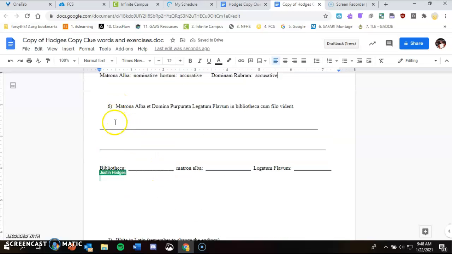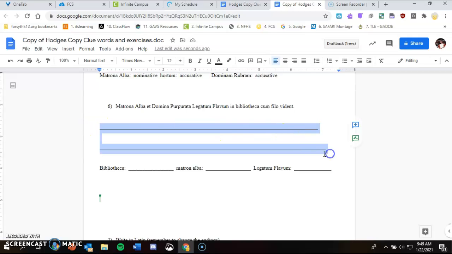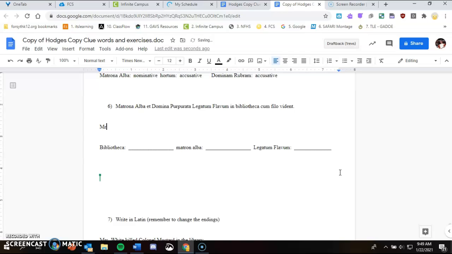Number 6. Matrona alba et domina purpurata legatum flavum in bibliotheca cum filo vident. It's a mouthful. A lot going on here. Mrs. White is doing the action. Who else is doing the action? Miss Peacock. They are doing the action. What is the action? See. Colonel Mustard. In the library. With a what? With a rope. Very good.